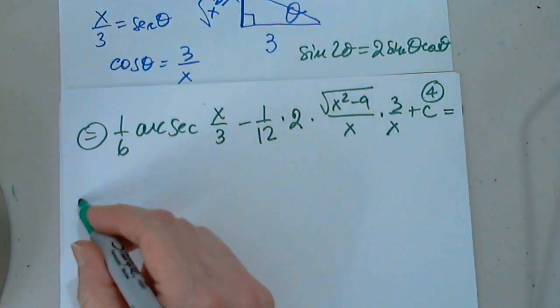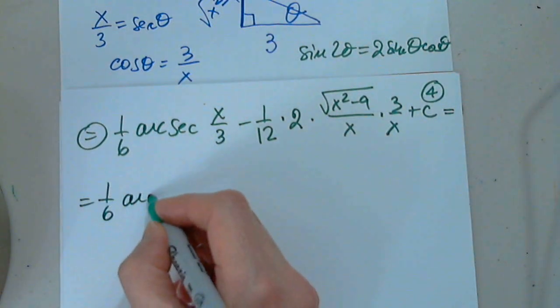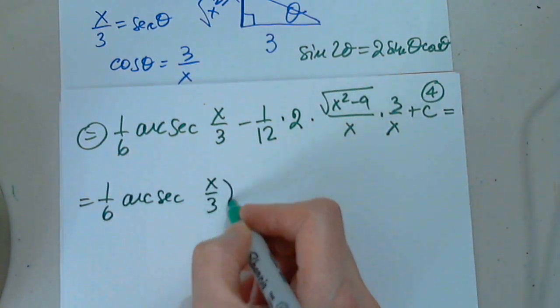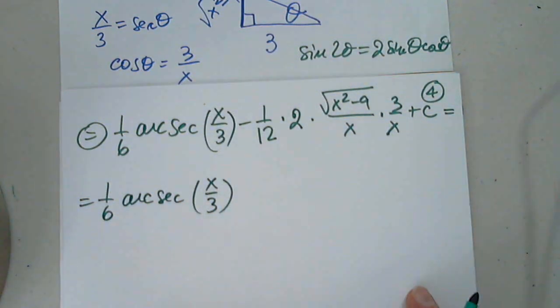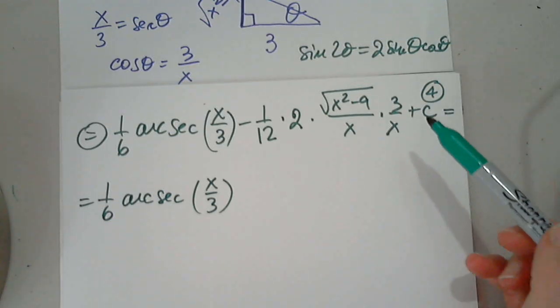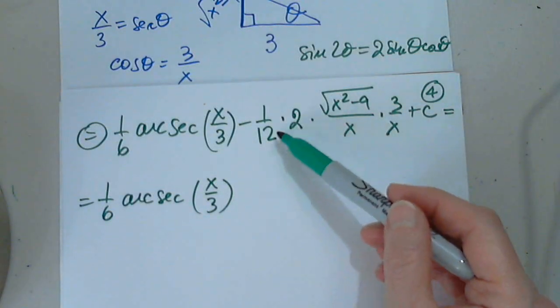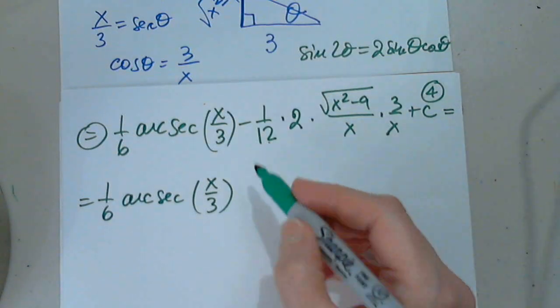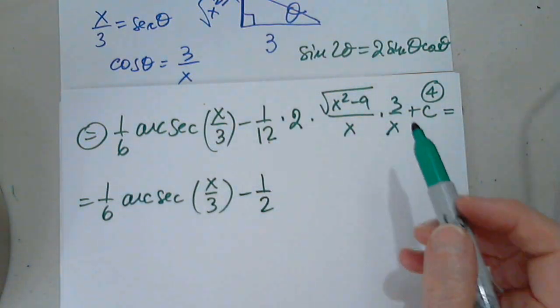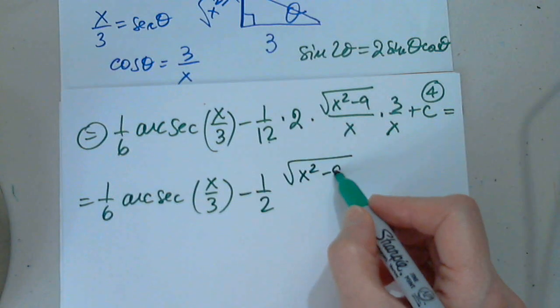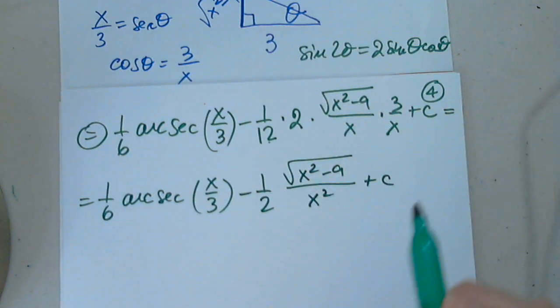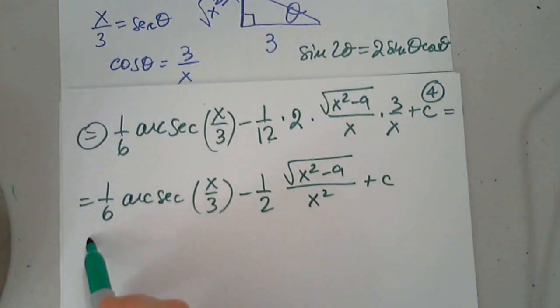Okay, so let's see what we have. So 1/6 arc secant x over 3, with parentheses or not, it's okay. So we have 3 and 2 is 6, and simplified with a 12, it's -1/2. And I have the square root of x squared minus 9 divided by x squared plus a constant c. And this is final.